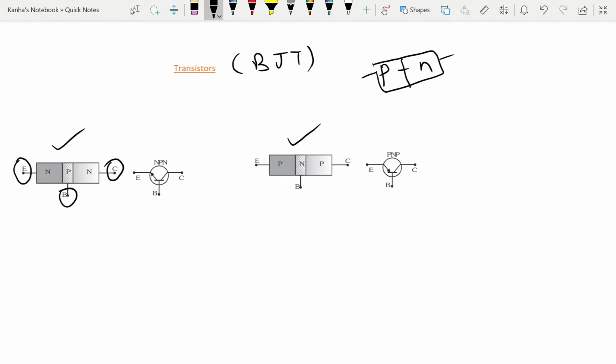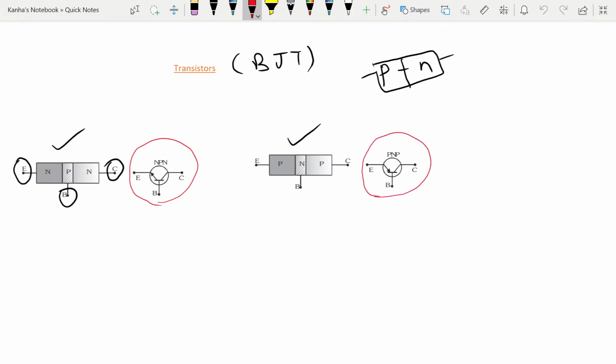Or more generally, the emitter is the leftmost part of the transistor. It will emit the majority carriers towards the base. Base is the middle part and it is sandwiched between the emitter and the collector. Whereas the collector is the right part of the transistor, which will collect the majority carriers which are emitted by the emitter. So in questions, you will see diagrams like these for the case of the transistor.